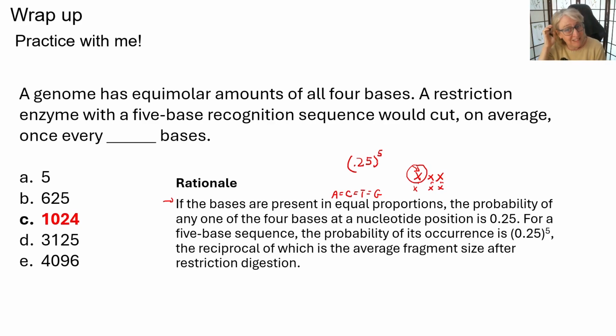The probability at any one location is 25%. In any 5 sequences, this is going to be the probability of any one of these, and how long is our sequence. The average fragment size in this case that we're looking for is 5 bases, so 0.25 to the 5th, which is 1,024 places on average that I expect my restriction enzyme to cut. And insert, hopefully, the DNA that I'm interested in.